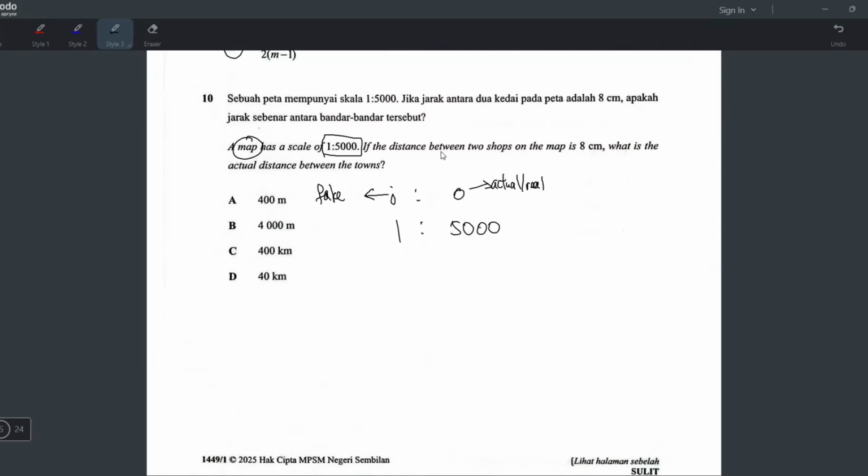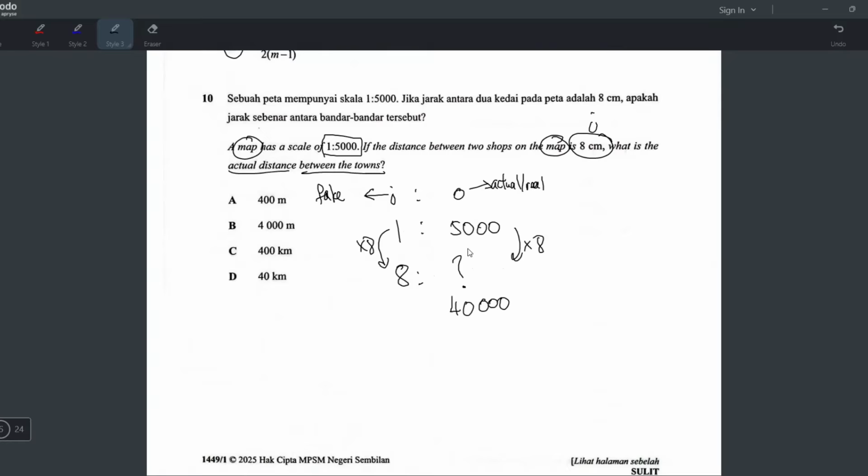If the distance between two shops is 8 cm, what is the actual distance between two towns? This is on the map, so is this the fake one or the actual one? The fake one. So this 8 is the image, and I put it here. Finding the actual distance means I want to find the object here. Very easy: multiply by 8 here, and multiply by 8 here too. If ratio 1 is 5,000, ratio 8 would be 5,000 times 8. That gives you 5 times 8 is 40, and then 3 more zeros.